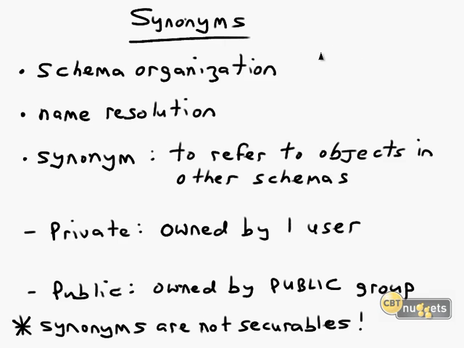Now let's turn our attention to synonyms. The word synonym means a word or phrase that means the same thing as another word or phrase. You can look at synonym and alias as being, well, synonyms. And to understand why synonyms can be so helpful in Oracle Database, it's important for us to review schema organization and name resolution. To do this, let me bring up a simple Visio diagram I've constructed for this purpose.